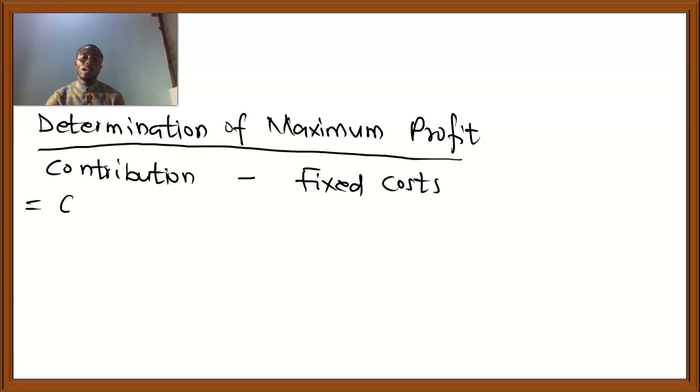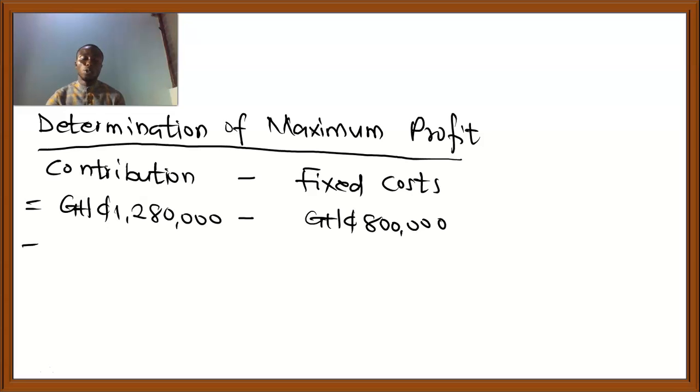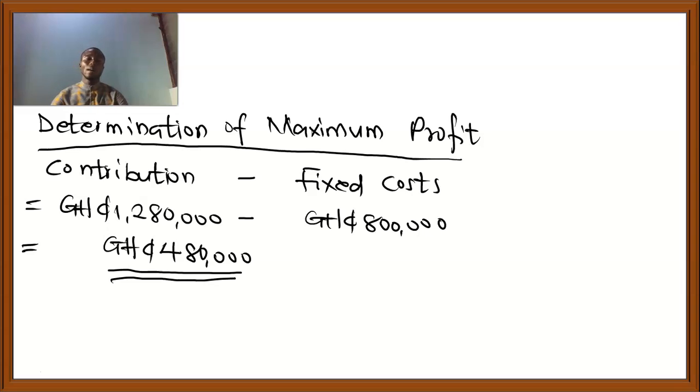Per our calculation, we have total contribution of 1,280,000, and total fixed cost as given in the question is 800,000. And so when we less 800,000 from 1,280,000, we have a maximum profit of 480,000. This is the maximum profit Okokroko Company Limited can make.